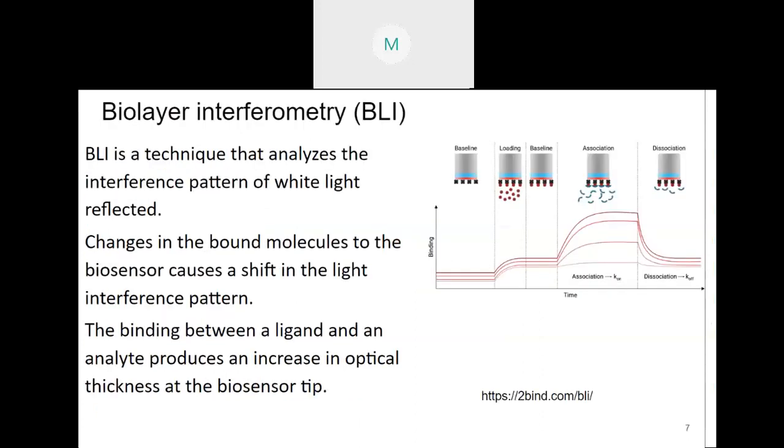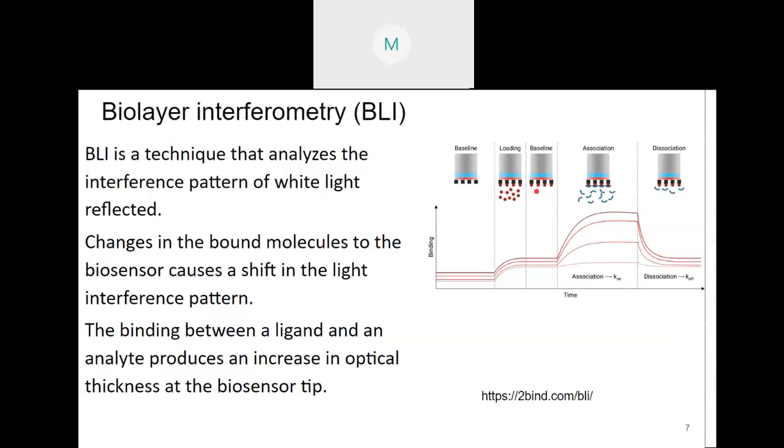Let's look at BLI. What is the BLI technique? Biolayer interferometry is an optical analytical technique. It can analyze the interference pattern of white light reflected from a layer of immobilized protein on the biosensor tip. As indicated in the image, first we add our first protein. That means I will add CHIP here, and it will bind to the biosensor part of the machine.